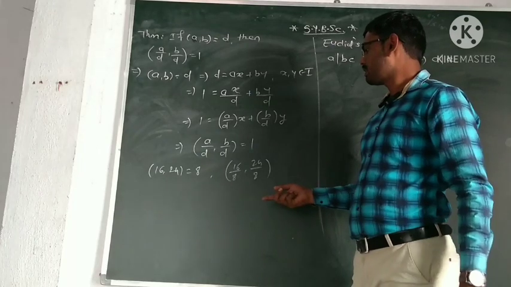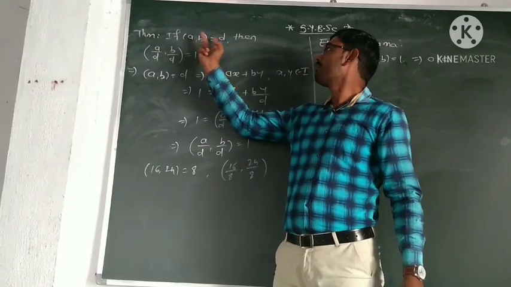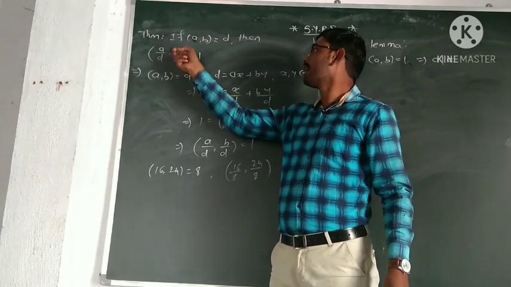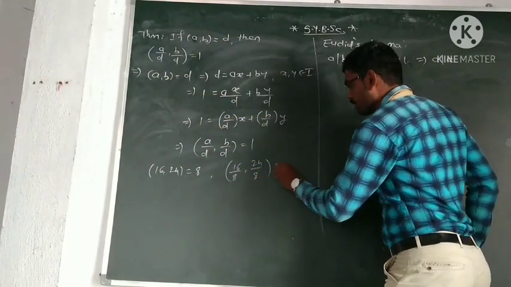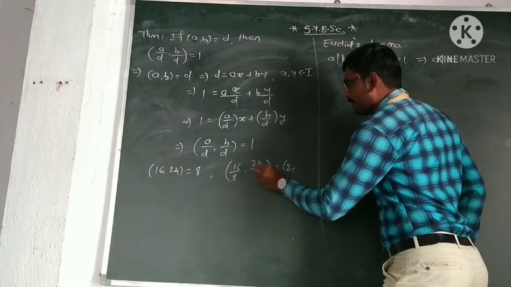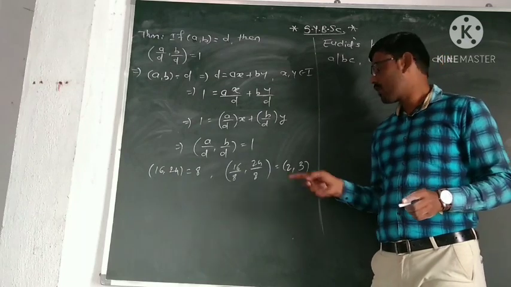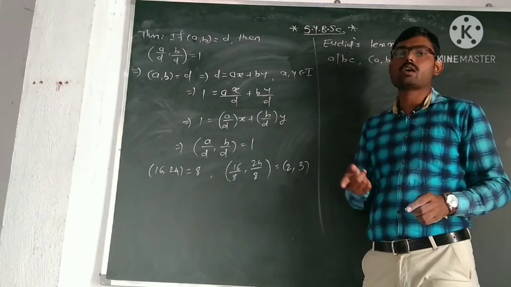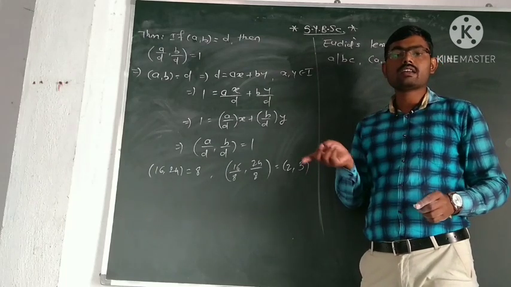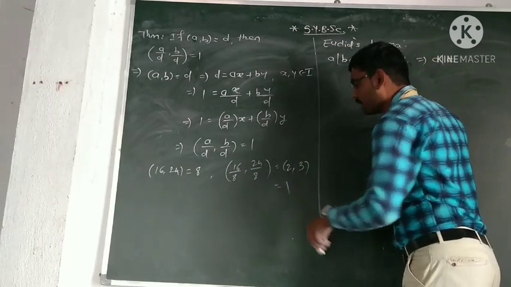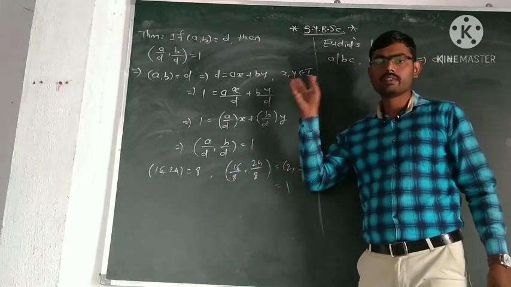Why? Because of the theorem: if GCD of A and B is equal to D, GCD of A by D and B by D is also equal to 1. Now 16 by 8 means 2 and 24 by 8 means 3. We know the common divisor for 2 and 3 is only 1, and this is the greatest common divisor. 2 and 3 do not have any other common divisor than 1. So GCD of A by D and B by D is equal to 1.